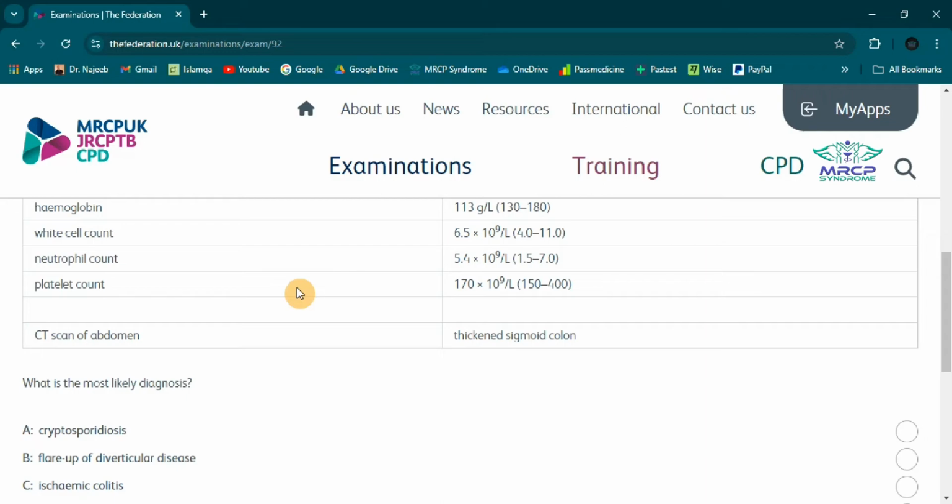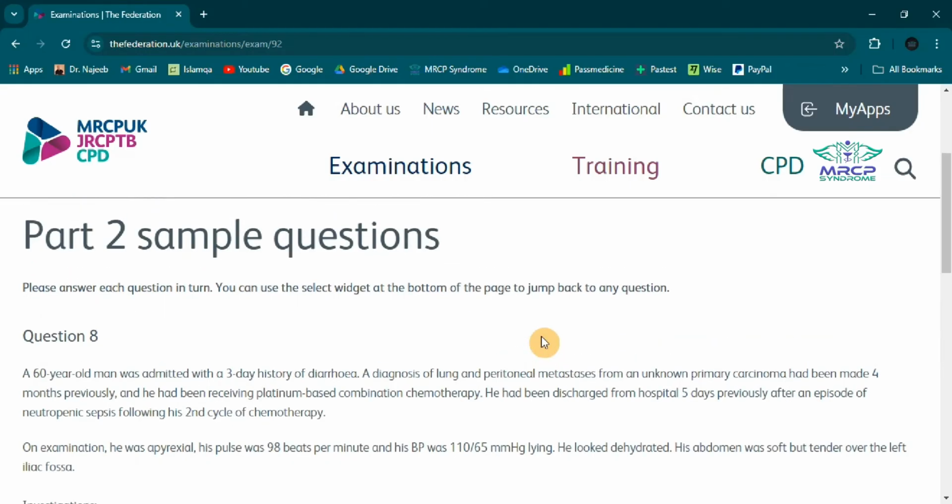And if you look at the CT scan of abdomen findings, there is thickening of the sigmoid colon. This finding is also typical for pseudomembranous colitis. There would be colonic wall inflammation and thickening due to formation of the pseudomembrane. This pseudomembrane is usually composed of inflammatory cells and necrotic debris, and it can also be visualized through colonoscopy.